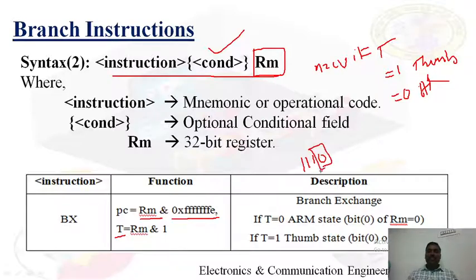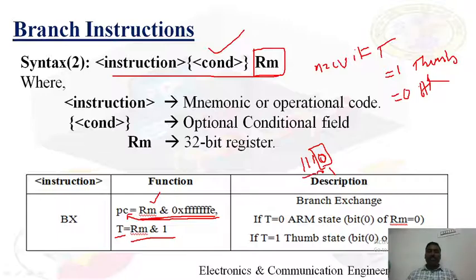So if somewhere the last bit of Rm is set to 1, in order to change the state from ARM to Thumb state, or Thumb state to ARM state, then this bit is cleared again. If 0 is ANDed with the last bit of Rm, that's the address where to jump. Then automatically this value is loaded into the PC register. Then BX branches to the corresponding address, and also Rm is ANDed with 1. 1 means this is the last bit, 0001.